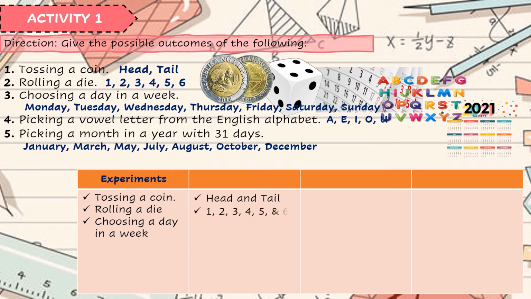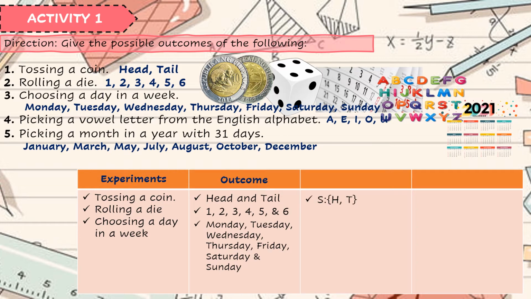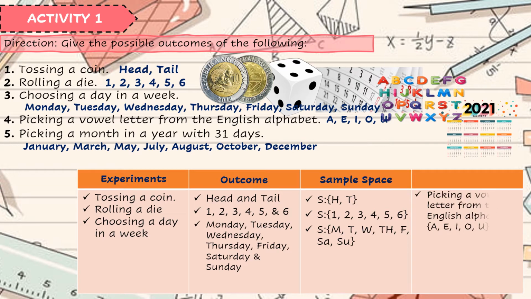Sa mga naging sagot natin, tulad ng head, tail, 1 to 6, and Monday to Sunday, ang tawag naman dito ay outcomes. So, an outcome is a possible result of an experiment. Possible result. And then, if we will write these outcomes into set form, tulad ng set of head, tail, set of numbers 1 to 6, and set of days in a week, ang tawag naman dito ay sample space. Sample space is a list of all or complete possible outcomes in a set form.